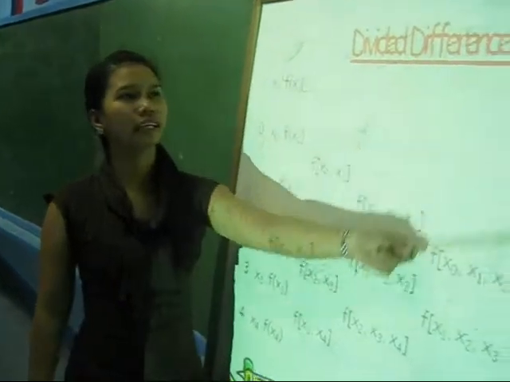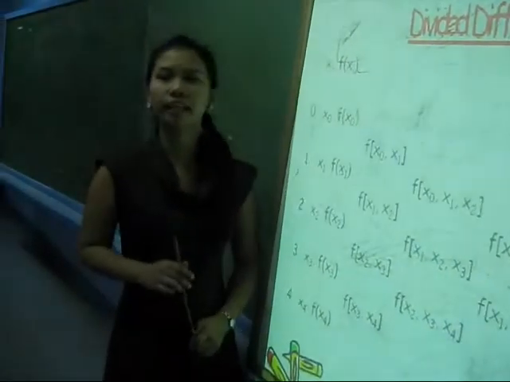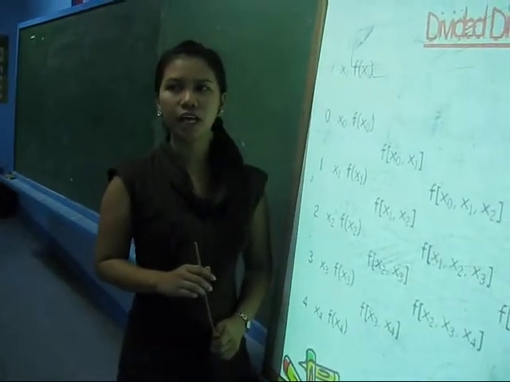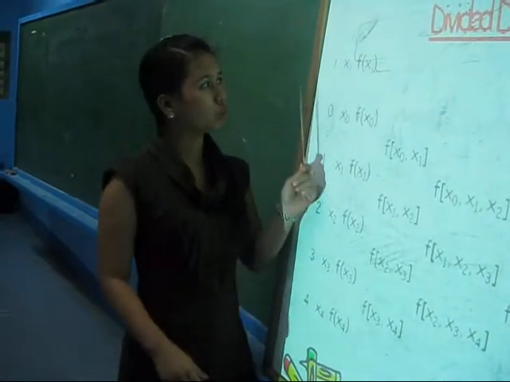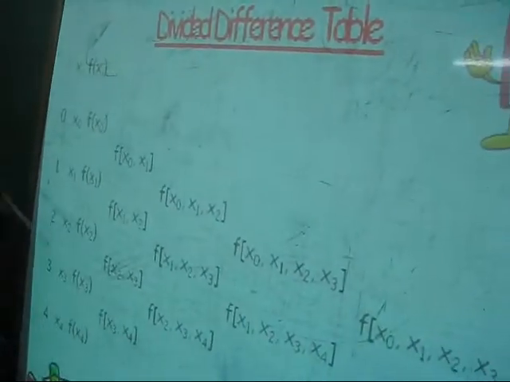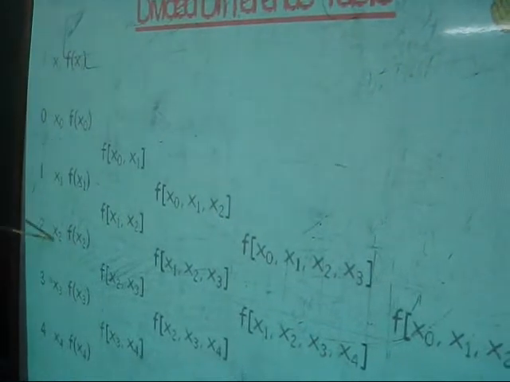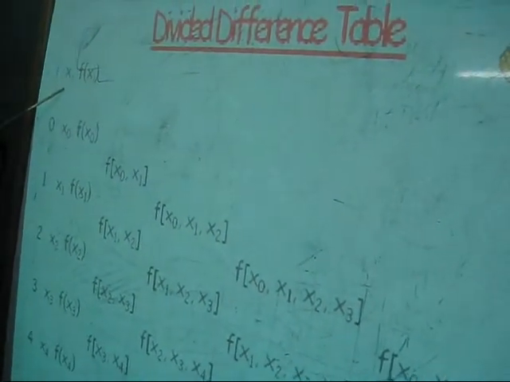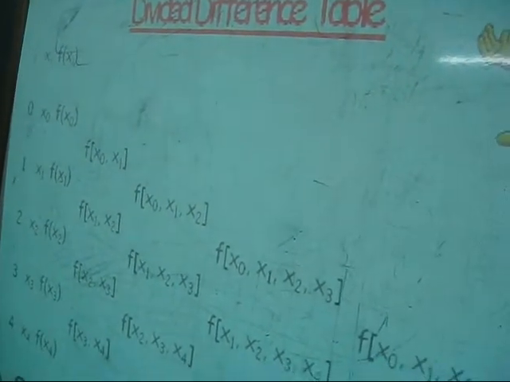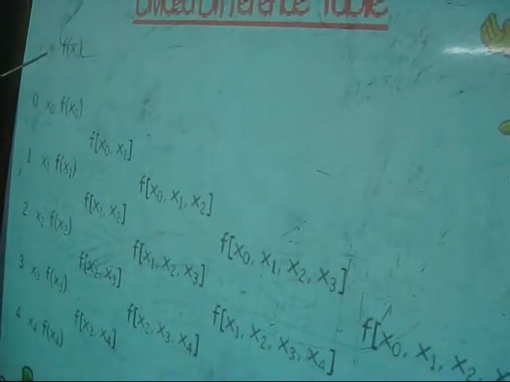This is our divided difference table. The divided differences are conveniently evaluated within the table as shown here. As you can see, i serves as our reference points. x of i are the first values of the equation, or what we call the domain.